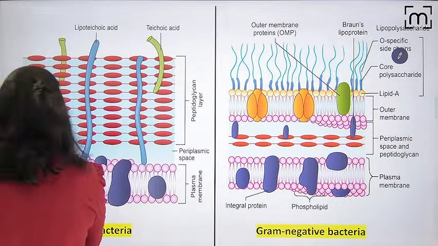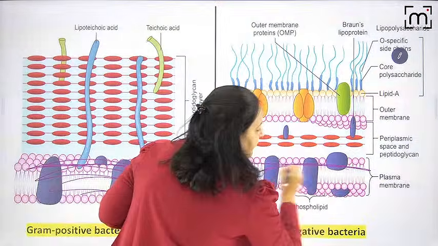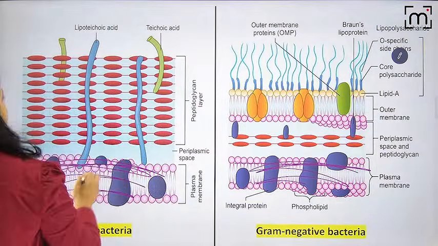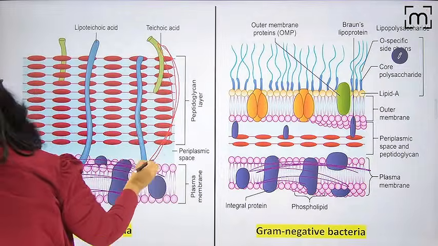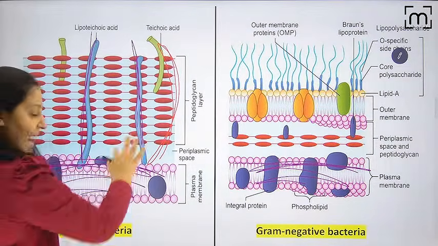Okay, so you can see this is the cell membrane. Appreciate the cell wall over it. Here you can see this one is peptidoglycan, and this one is teichoic acid. Appreciate the teichoic acid: peptidoglycan and teichoic acid.